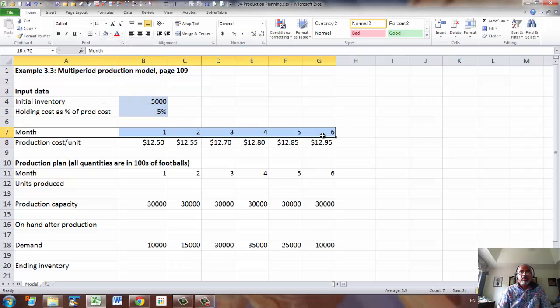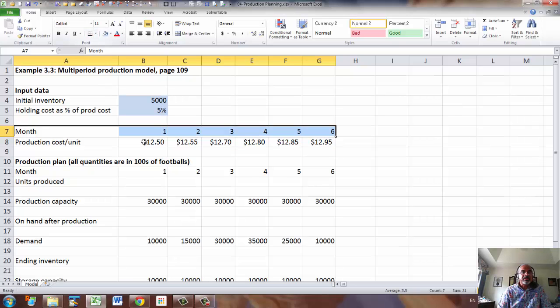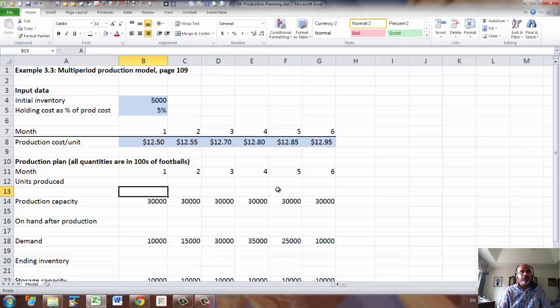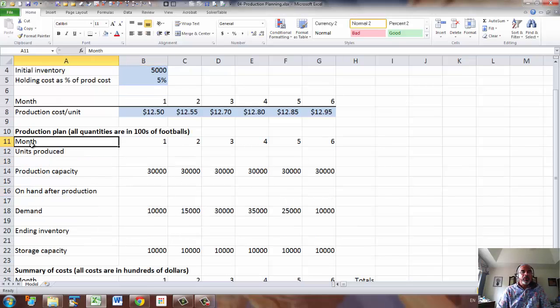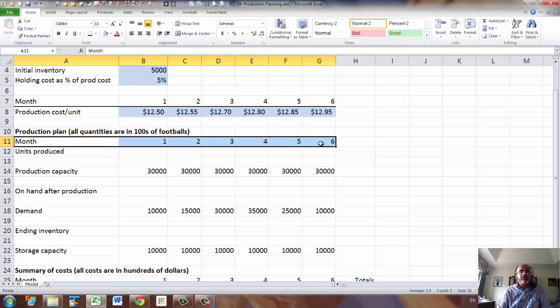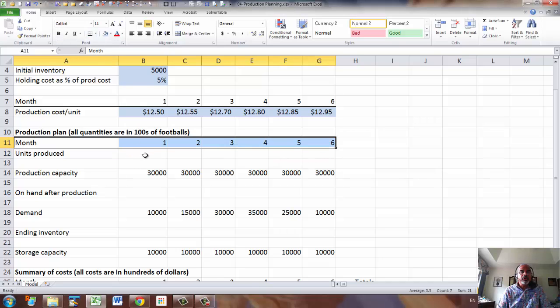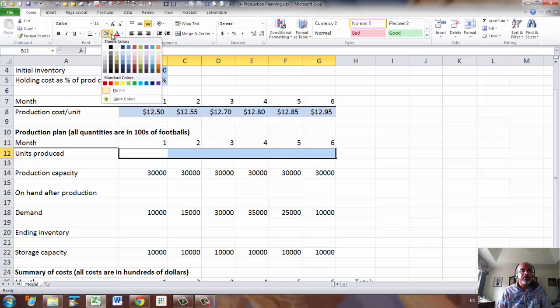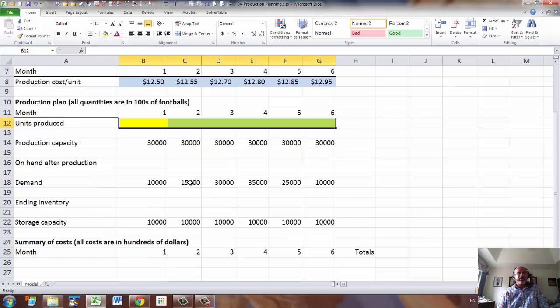Now here, the months 1 through 6, I'm going to put an underline or borderline, and these are the production costs. That's given input. Now what we want to do is to determine how many units we have to produce of these products, which is footballs in hundreds of units. So how many units we're going to produce is our decision variable.